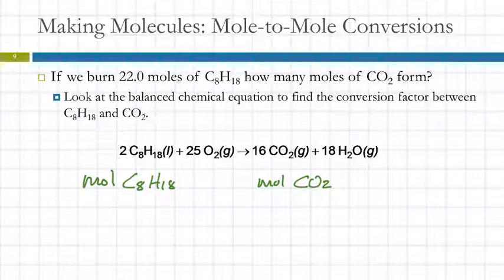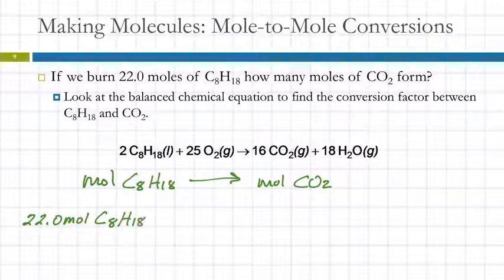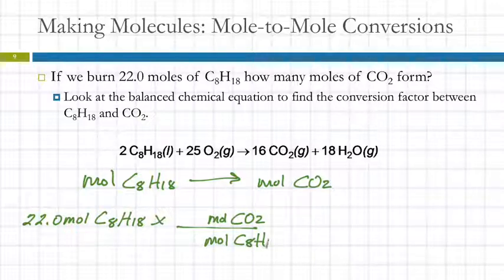The balanced chemical equation gives us the relationship between moles, so we can do this in one step. So 22.0 moles of C8H18. I have one arrow, I need one conversion factor. Moles of CO2 is in the numerator, moles of octane in the denominator. So the units work out.